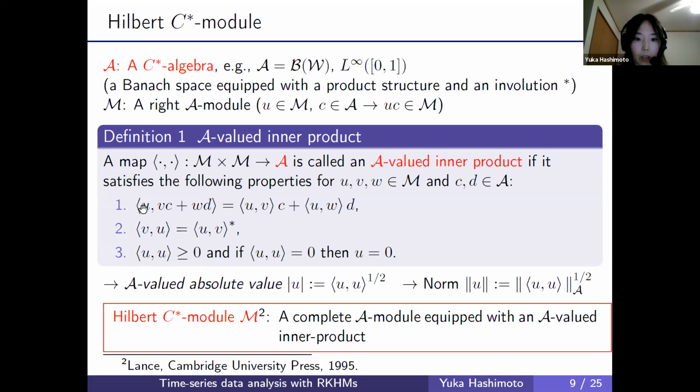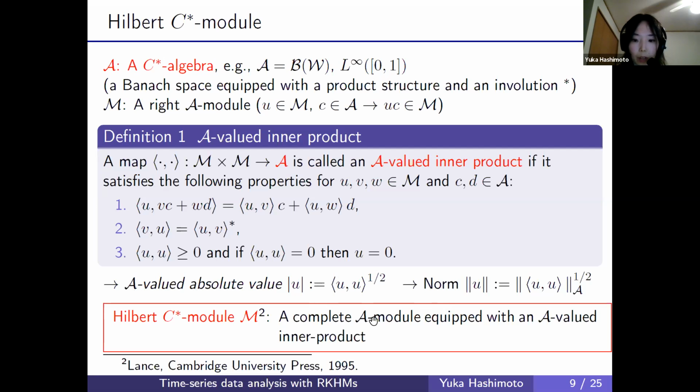And by using this A-valued inner product, we can define an A-valued absolute value and a standard real valued norm like this. And if A equals to the space of complex values, these two notions coincide. But in general, A-valued absolute value has more complicated structure because it takes its value in A. But it contains more information than a real valued norm.